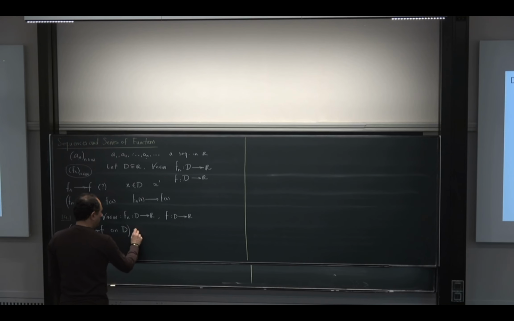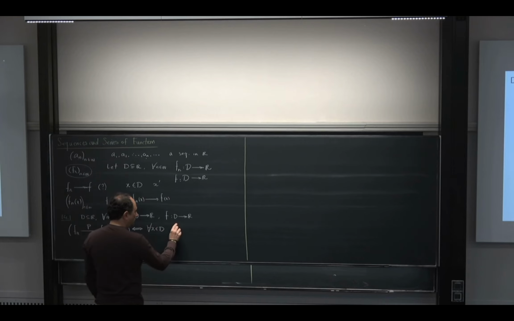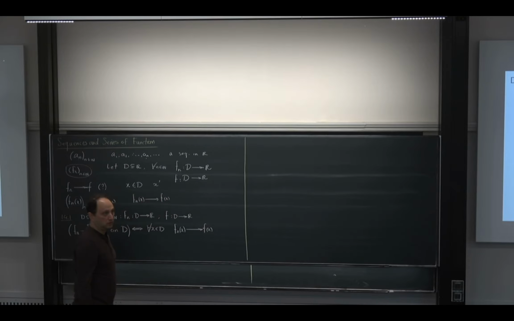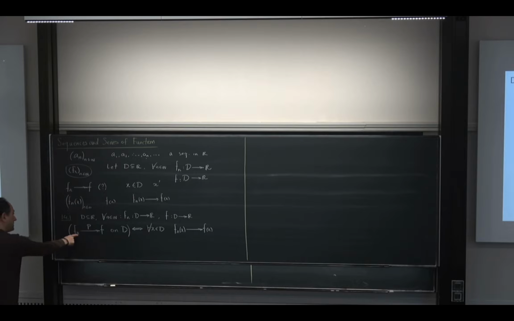This if and only if what happens? For all x in the domain D, the sequence f sub n of x, which is a sequence of real numbers, converges to f of x. Okay, so if this happens, we say that this sequence of functions converges to this function pointwise on D.